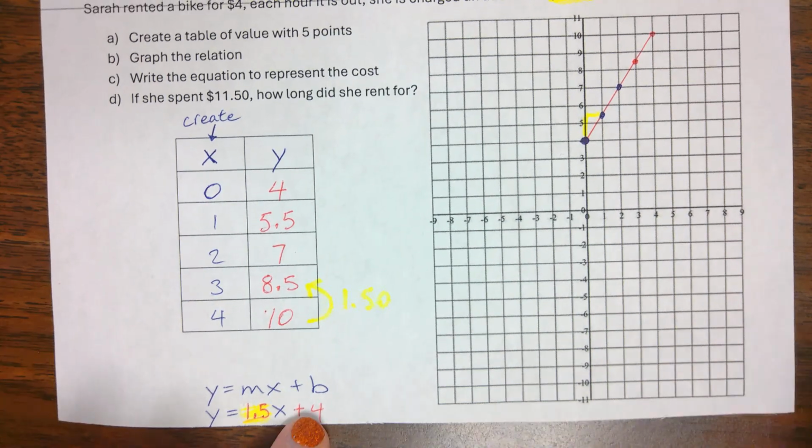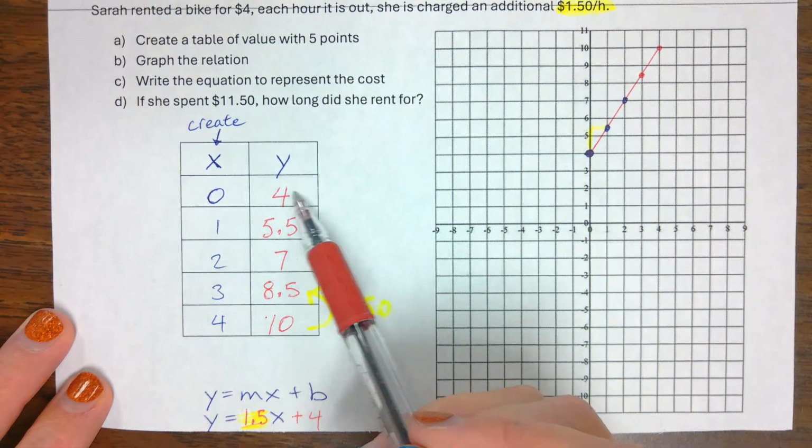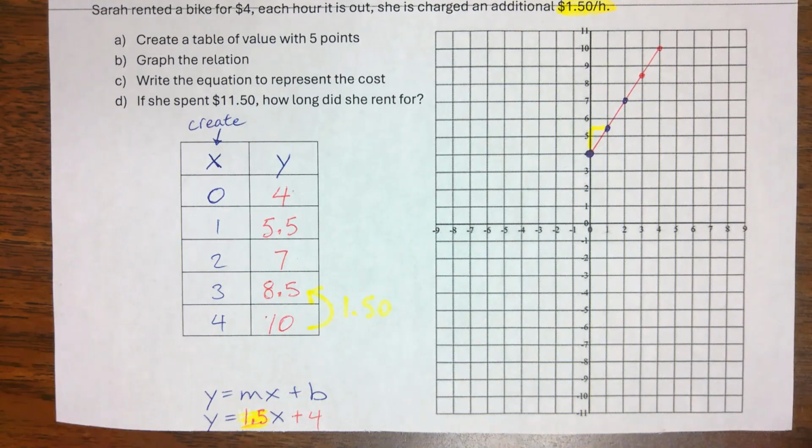And then the 4, same thing. $4 flat rate, (0, 4). Your y-intercept is 4, and so the equation is y = 1.5x + 4.